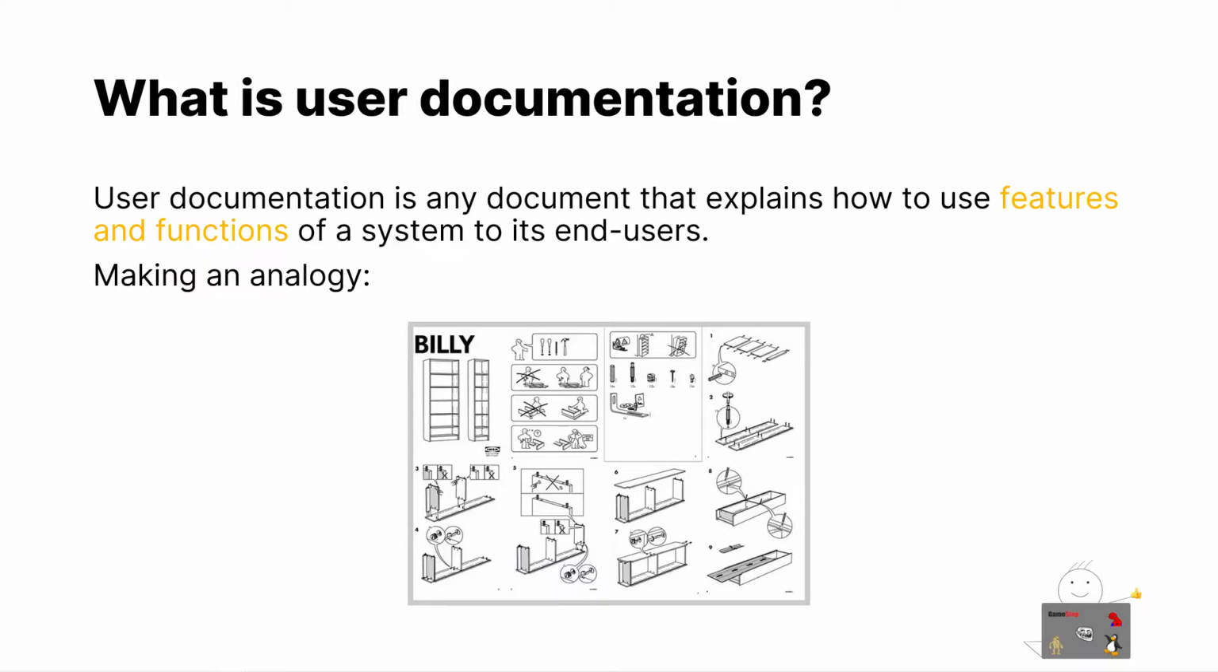User documentation is any document that explains how to use features and functions of a system to its end users. Making a quick analogy, if you ever put together an IKEA furniture, you have indeed already encountered end user documentation. The pieces that come in the box are part of a super complex system, which is extremely hard, impossible to build without a simple and concise documentation.